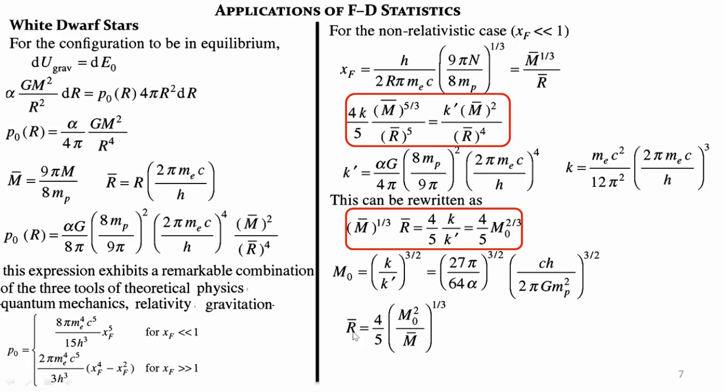So from this expression we can find out that R bar will be equal to 4 by 5 times m naught square over m bar, whole raised to power 1 by 3. That's why we try to incorporate the 2 by 3 here, to make this expression look like this.